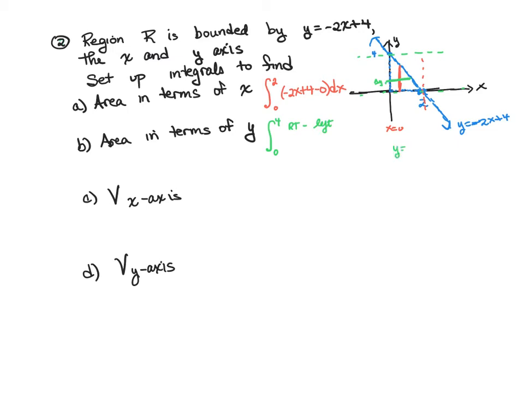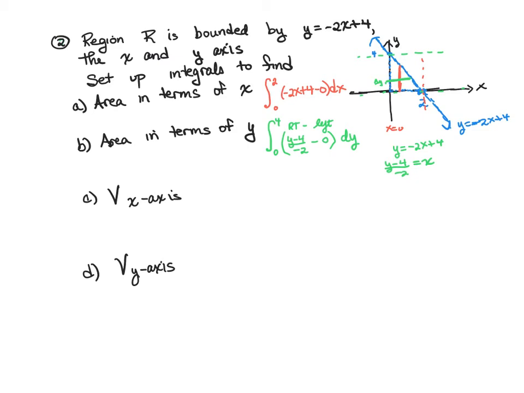We have y equals negative 2x plus 4. We have y minus 4, divided by negative 2, equals x. So the horizontal distance in terms of y is y minus 4 over negative 2. That's our function in terms of y, minus x equals 0, which is the y-axis, dy. So that's good practice. Remember, area is top minus bottom for vertical rectangles, right minus left for horizontal rectangles. And these will help us answer the next two questions.